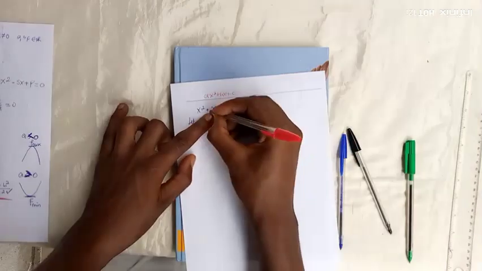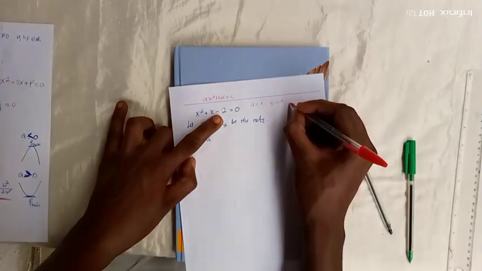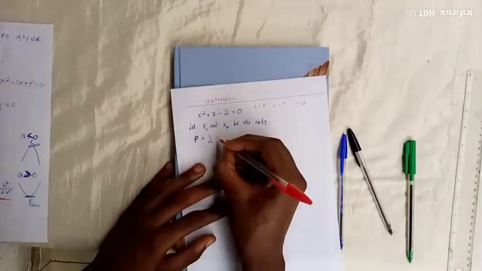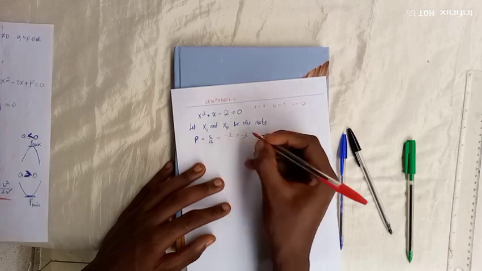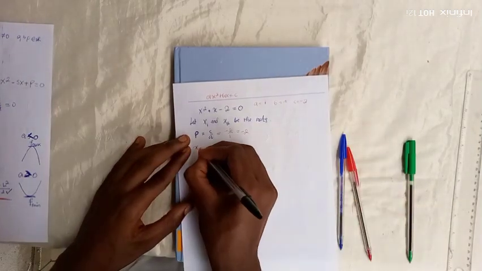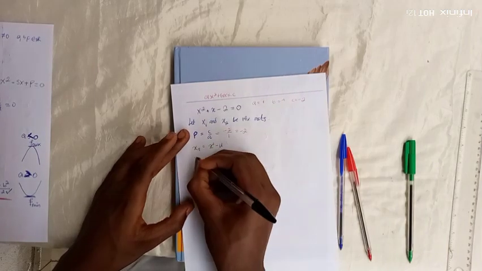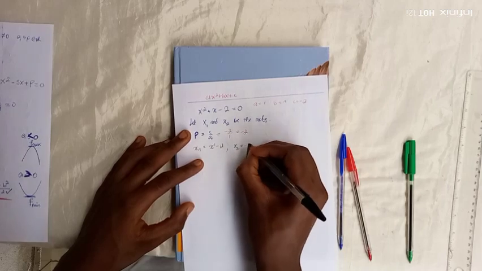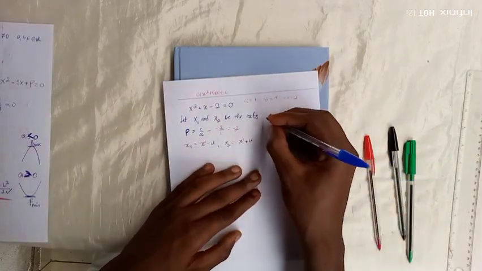B is the coefficient of x, which is just 1. And C is the constant term, which is negative 2, not positive 2. So C is negative 2. If I replace it here, negative 2 over 1 gives negative 2, so I get my product of roots to be that. I know that my x1 will be equal to x prime minus u, and my x2 will be x prime plus u.